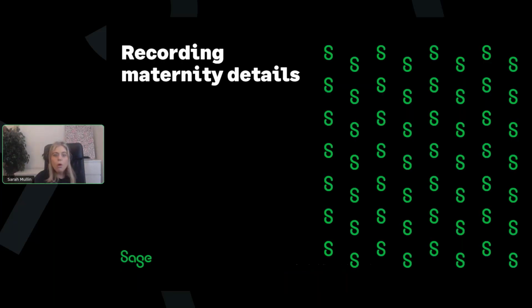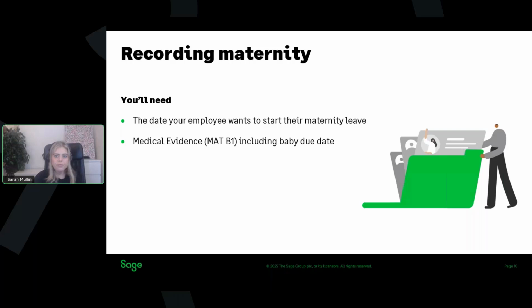So let's look a little bit more on actually recording maternity details. So there are a couple of things that you'll need before you can record the maternity. So you're going to need the date that the employee wants to start the maternity leave. And you're also going to want the medical evidence as well. So that's going to come in the form of your MATB1 form. So that's going to have a lot of the dates you need to then enter into payroll to get the maternity recorded. So let's jump back into payroll and look at a couple of different ways you can enter that into the employee's record.